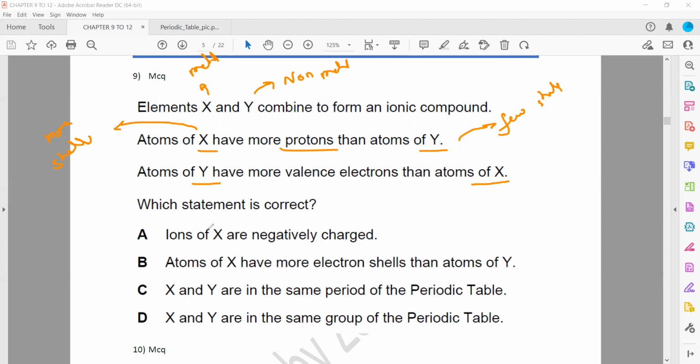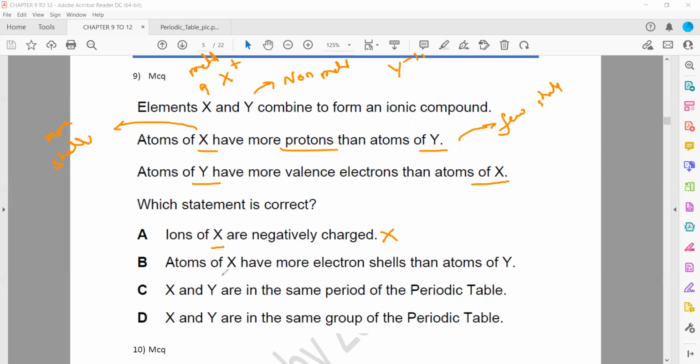So which statement is correct? Remember, because it's a metal, metals tend to form positive ions and non-metals tend to form negative ions. So the first one is wrong. Ions of X are negatively charged: that is wrong, because it cannot be negatively charged. It should be positively charged.